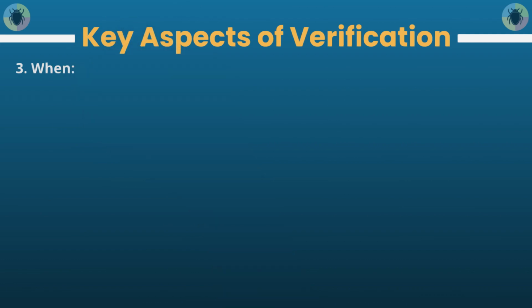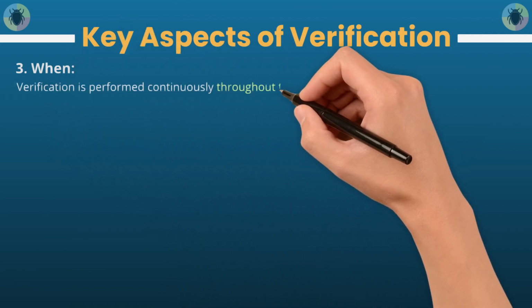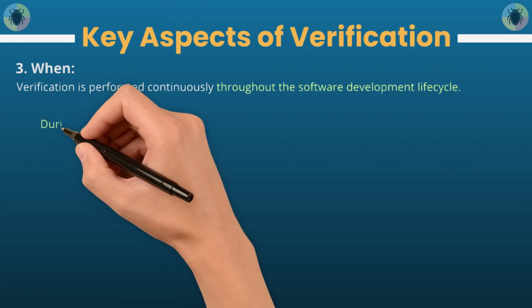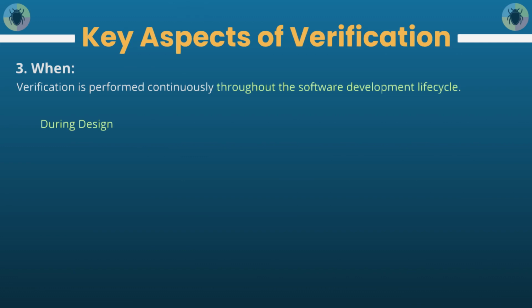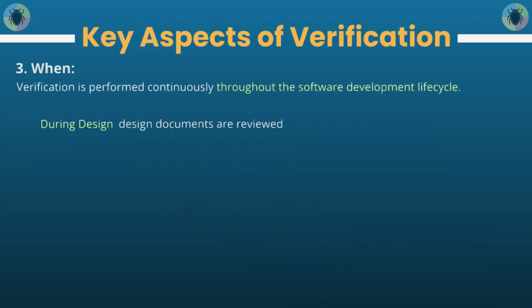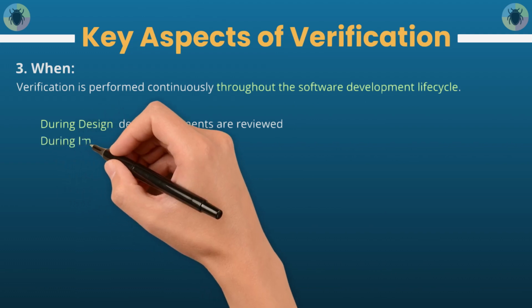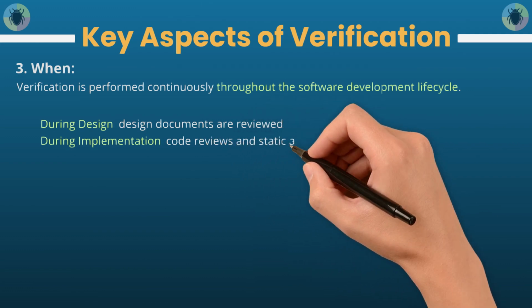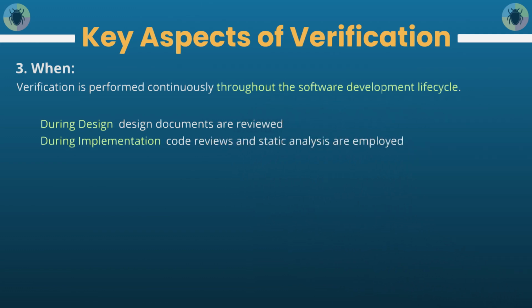3. When? Verification is performed continuously throughout the software development lifecycle. During design, verification starts during the design phase where design documents are reviewed to ensure they accurately reflect the requirements and are feasible to implement. During implementation, as development progresses, verification techniques like code reviews and static analysis are employed to ensure that the code conforms to design specifications and coding standards.